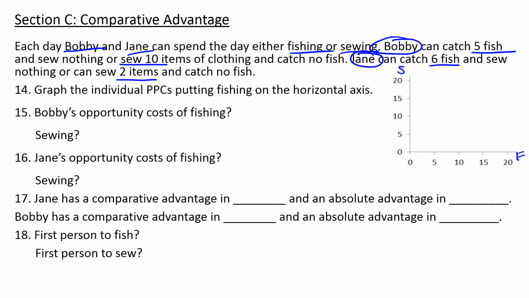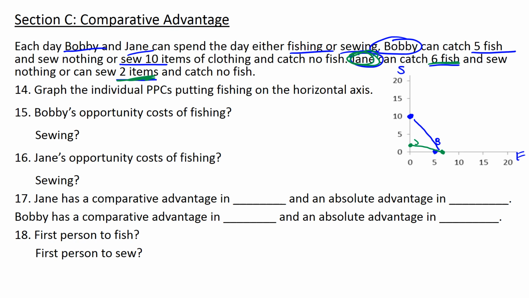All right. So for Bobby we've got 5 fish, which is here, or 10 clothing, which is there. So this is Bobby. We'll switch to green for Jane, so we'll make a note of that and change her color a little bit. And so Jane has 6 fish, which is just right here, and 2 sewed clothes right here. And so that gives Jane's production possibilities curve.